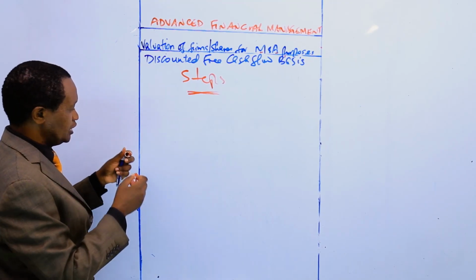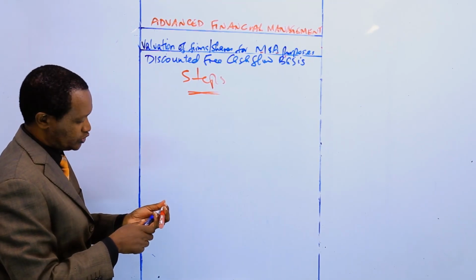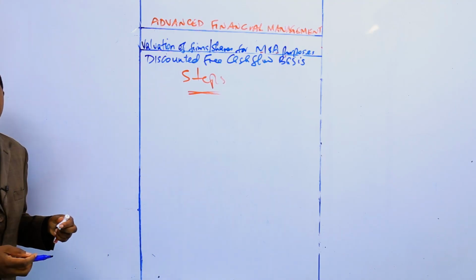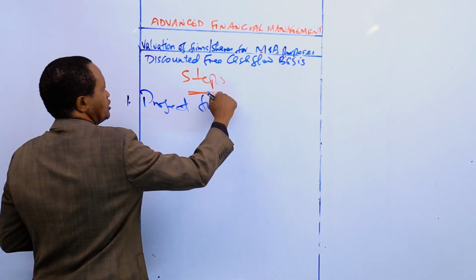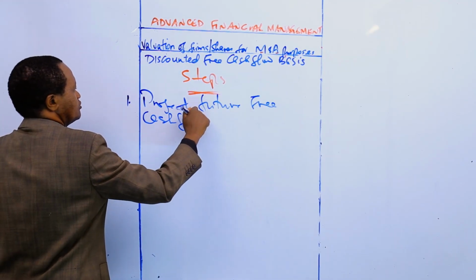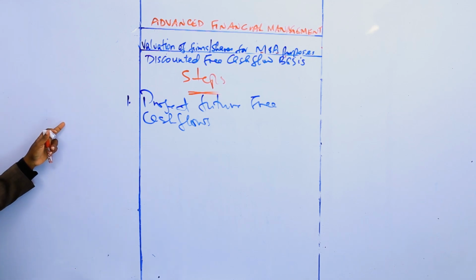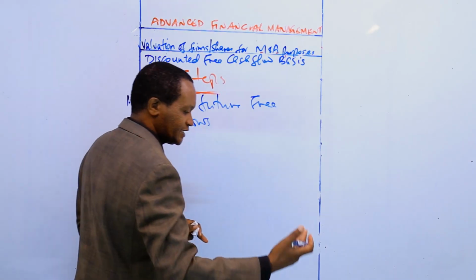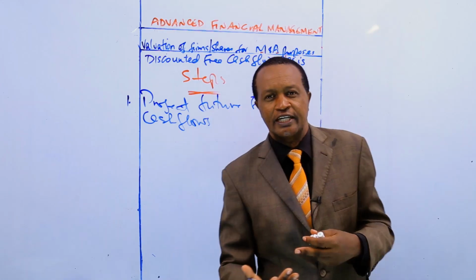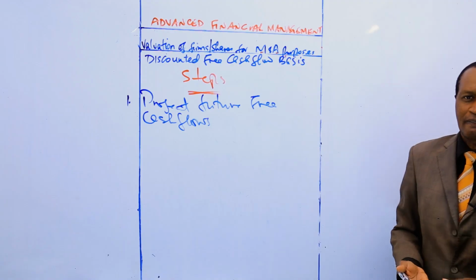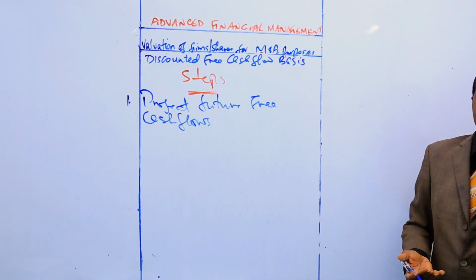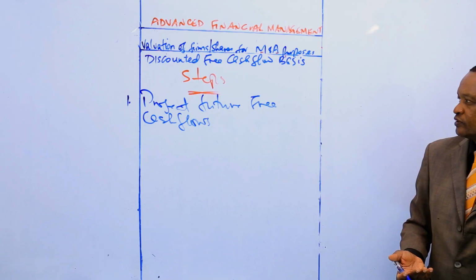The first step is to project future free cash flows. This is the most critical and often the most challenging step. It involves forecasting the target company's future financial performance, typically over a period of 5 to 10 years. Projecting the future cash flows of the target company.